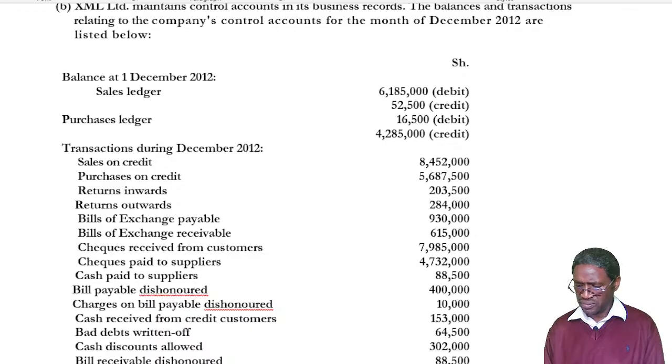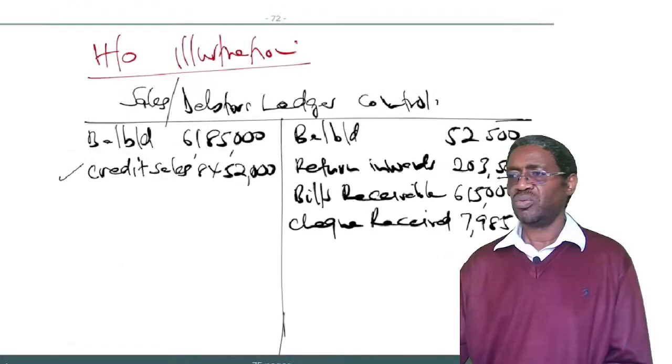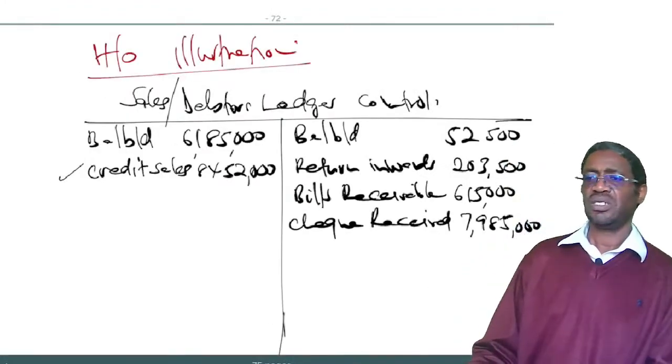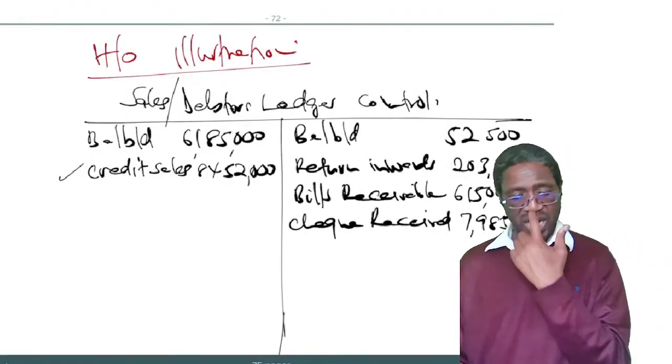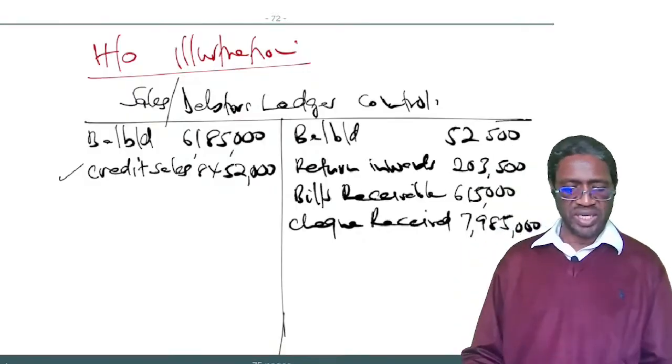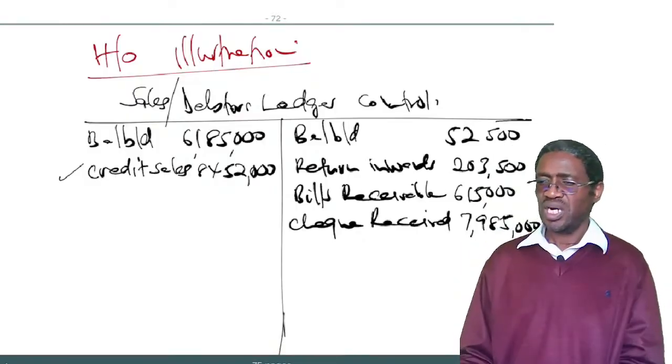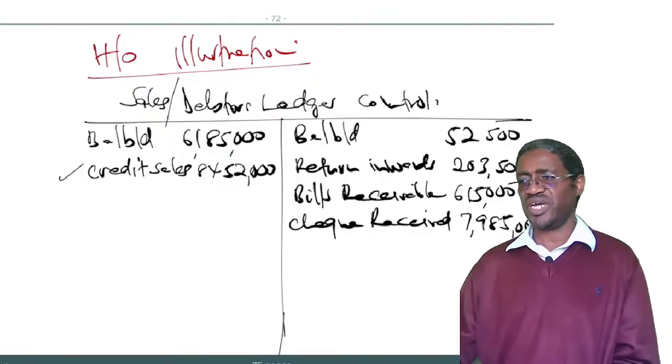$7,985,000. Good. We are crediting debtors by $7,985,000. Good. Next one. After we received the checks, what came next?